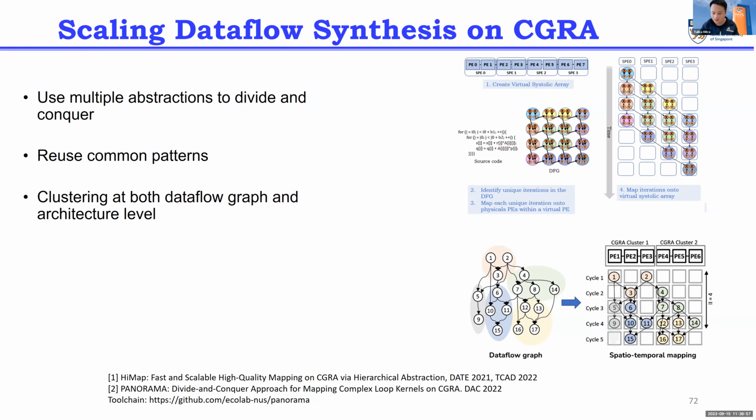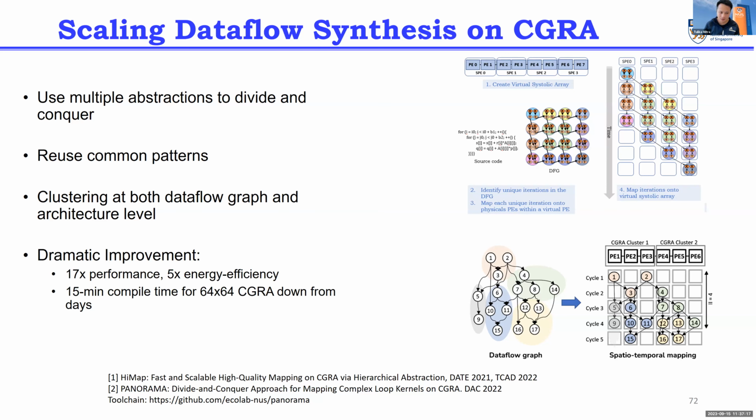And in the second, as we say, we can cluster at the data flow graph level and also the architecture level. That means we partition the DFG and also partition the CGRA, then use cluster level mapping and merge them to map them together. Actually, this kind of strategy is very, very effective. It can achieve dramatic improvement, like 17 times performance improvement and 5 times better energy efficiency.